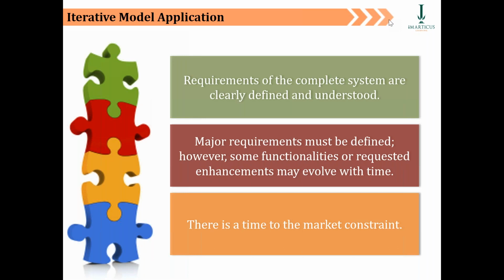Guys, as a business analyst for agile or iterative models, remember a couple of things are like golden principles for you. One, the requirements of the complete system are clearly understood, fully defined, understood, and ready to go. Okay, this is a must. Second thing is major requirements at least must be defined.